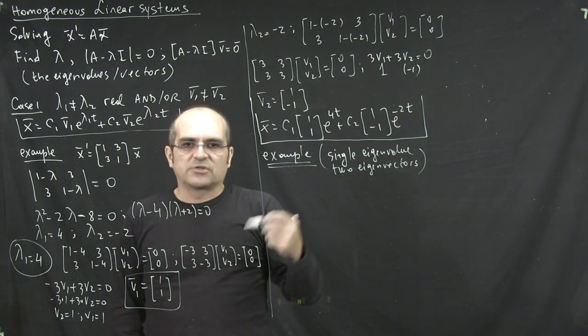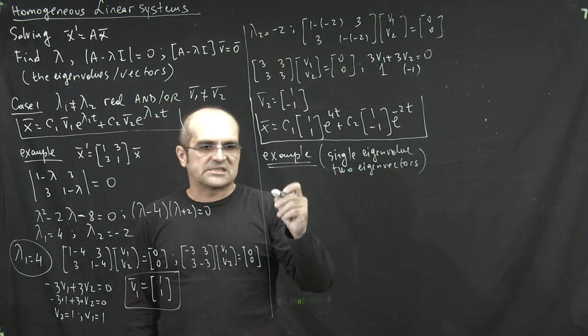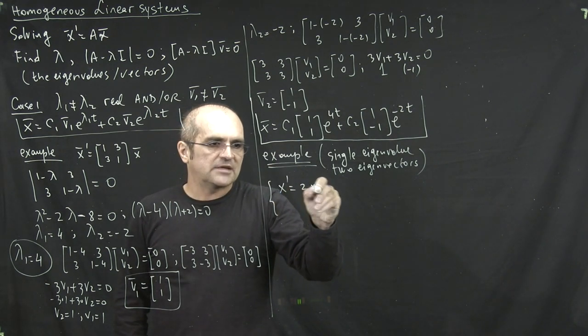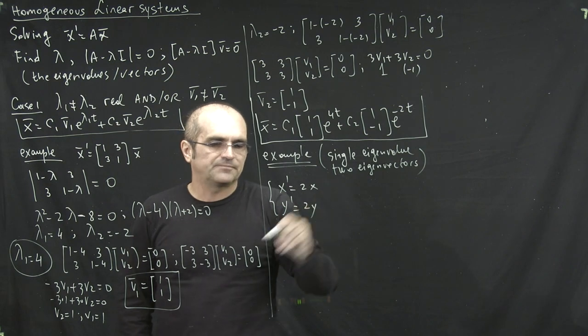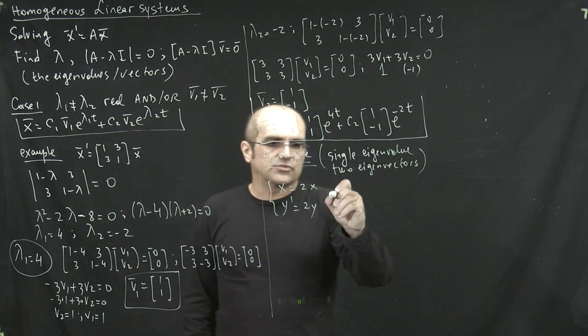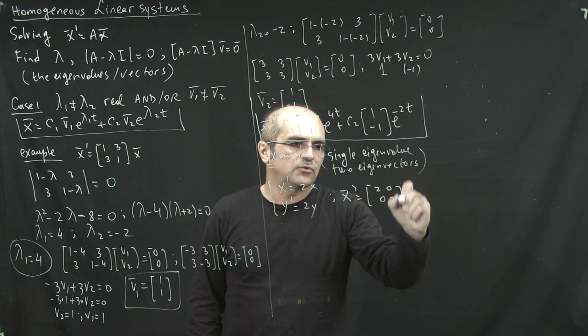When we learn the geometry of solutions that you will see in the next lecture, that corresponds to what we're going to call a star node. So say x prime is equal to 2x and y prime equals 2y. Now, if you write this in the matrix form as we normally do, the matrix of the system is 2, 0, 0, 2.